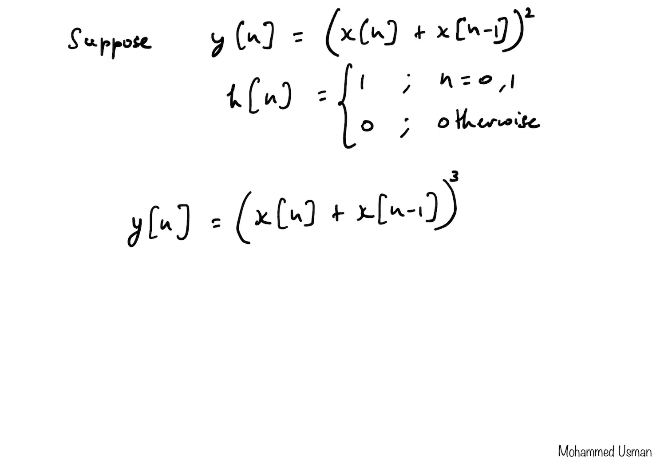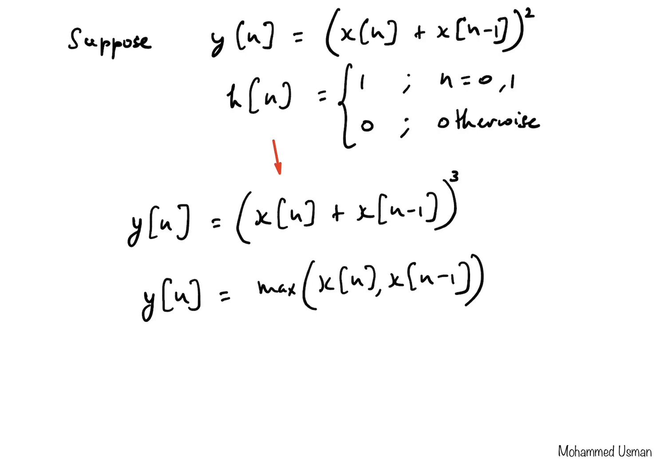That's also a nonlinear system which has this same impulse response. So this system is also described by the same impulse response h of n. And similarly we can use another example where y of n equals the maximum of x of n comma x of n minus 1. That means the system gives an output which is the highest of the current input and the previous input.